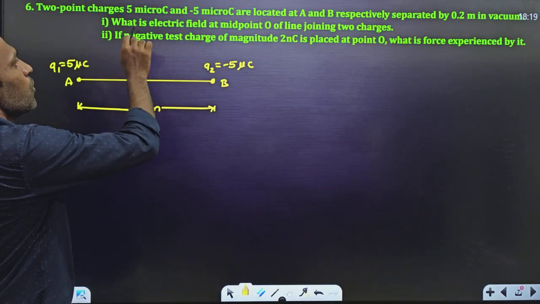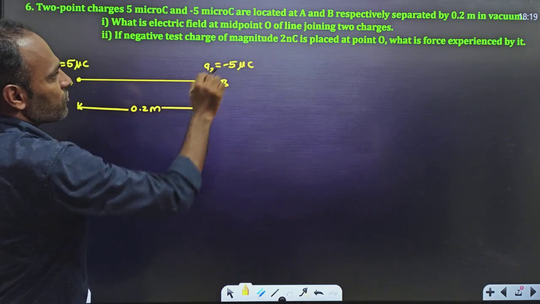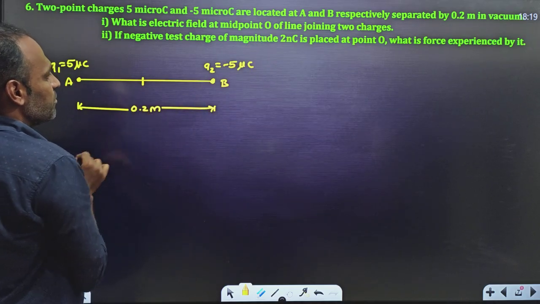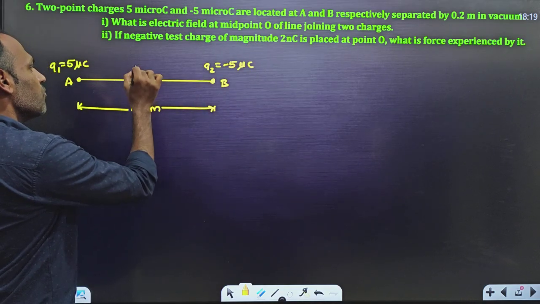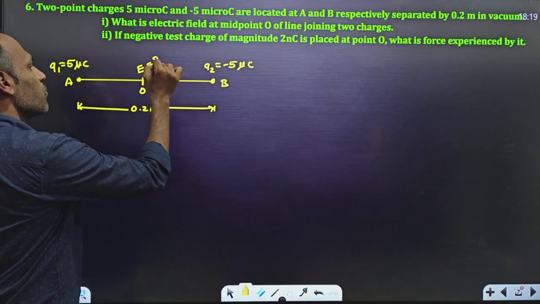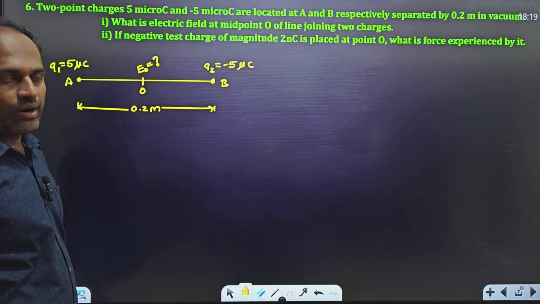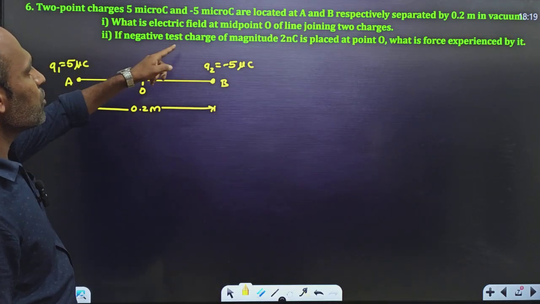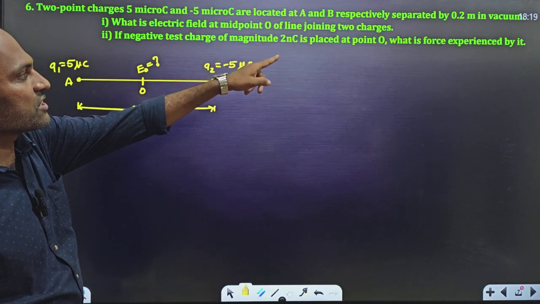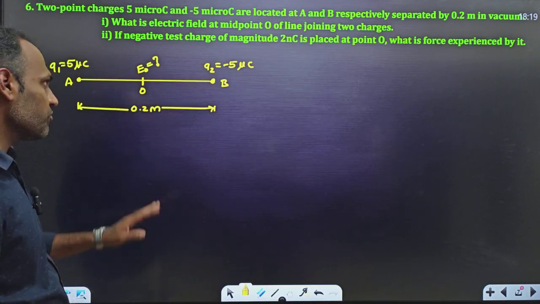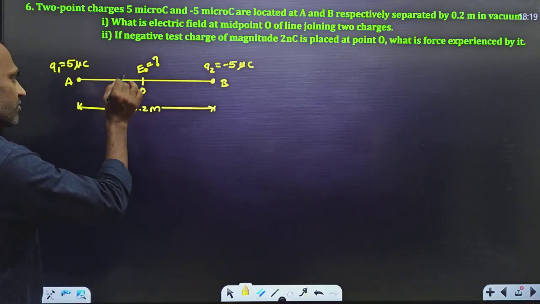What they are asking first: what is the electric field at midpoint O of the line joining the two charges? Let me say this is the midpoint and it is called O. We have to find the electric field at this point O. Next, if a negative test charge of magnitude 2 nanocoulomb is placed at point O, what is the force experienced by it? First, let us find the electric field at point O.